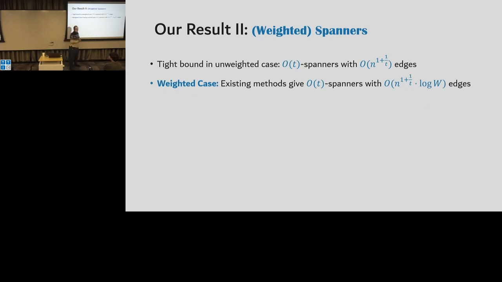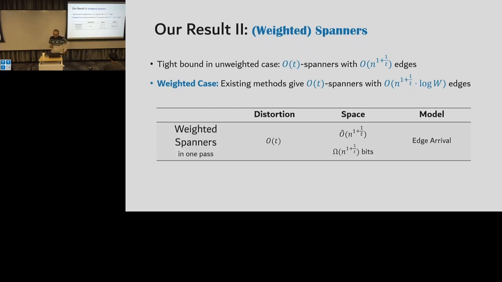So this is the number of edges. If we just follow this simple approach, we need that many edges for the weighted spanner. But we would like to get rid of this log. And this is what we show. We show that for the weighted spanner in one pass, we can have an order t distortion, and the space that we need is O tilde of n to the 1 plus 1 over t. And trivially, in terms of bits, that's the best we can hope for, in the edge arrival setting, of course.